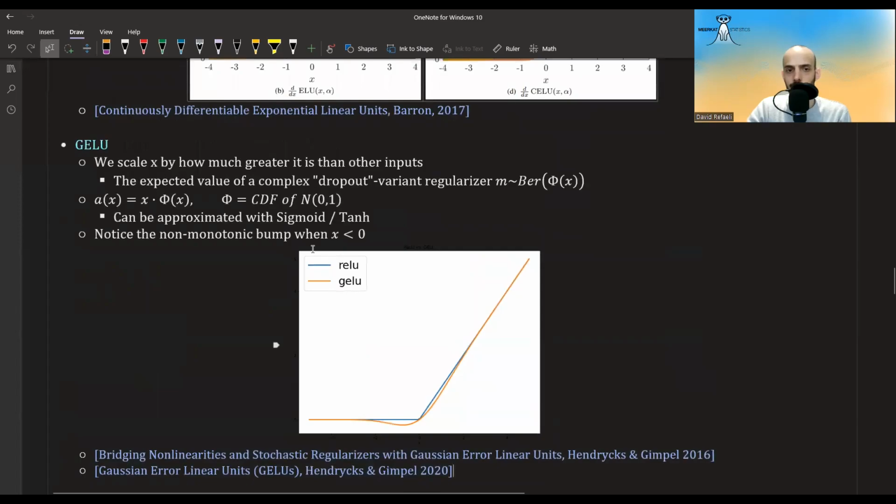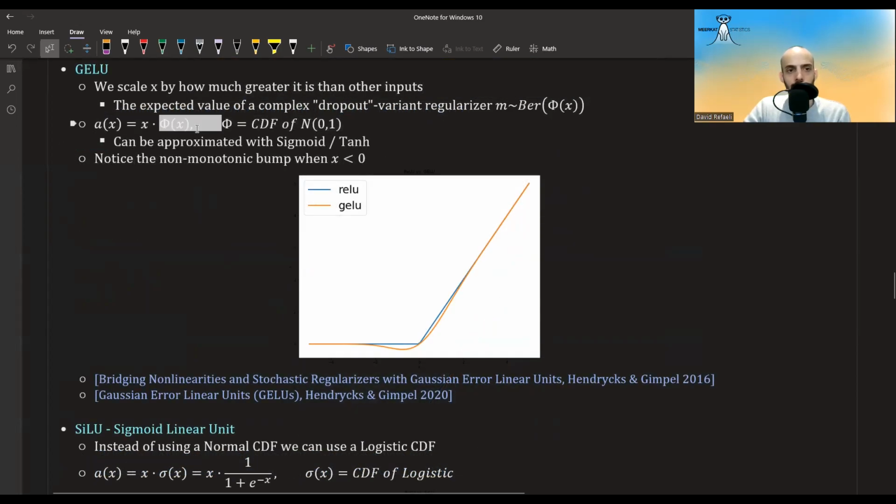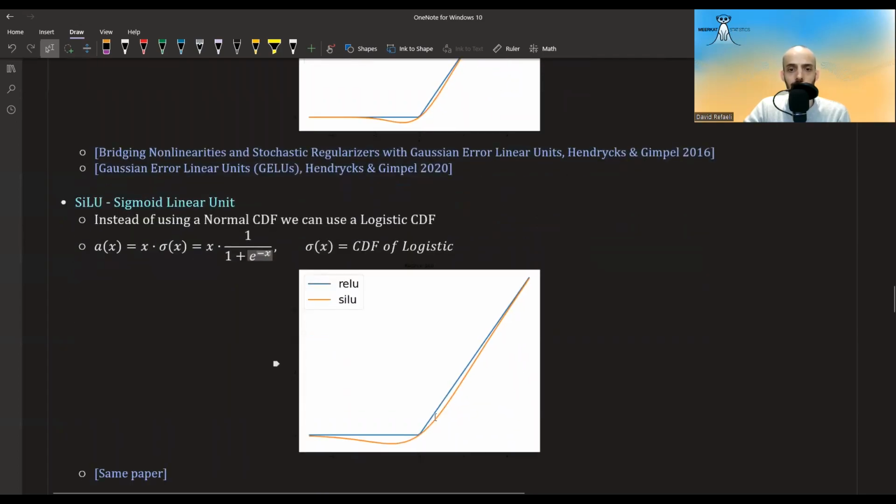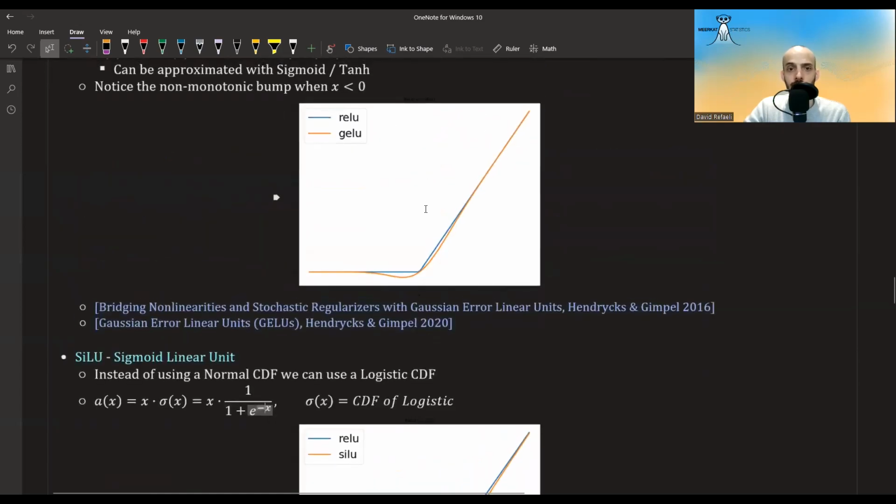Okay, and this apparently works better for some problems. I won't go into the motivation of why this worked. They started with something different, then they somehow stumbled upon it, and it seemed to work well. In the same paper, they also mentioned that it doesn't have to be the CDF of a normal distribution. It can also be the CDF of a logistic distribution, which is just the sigmoid. So we can also have the SiLU, the Sigmoid Linear Unit. It looks something like this, quite similar to the GELU.